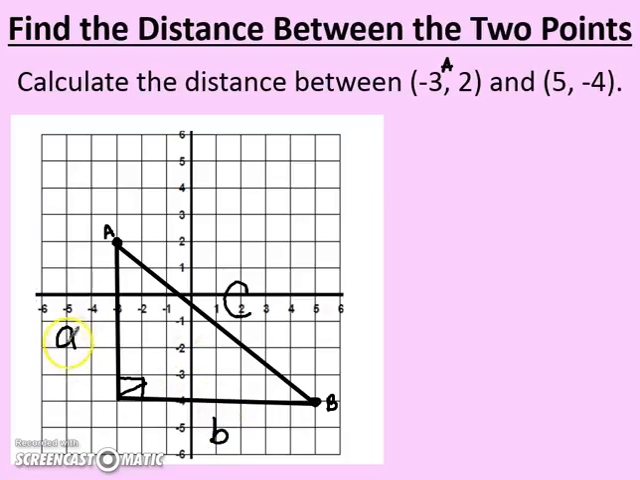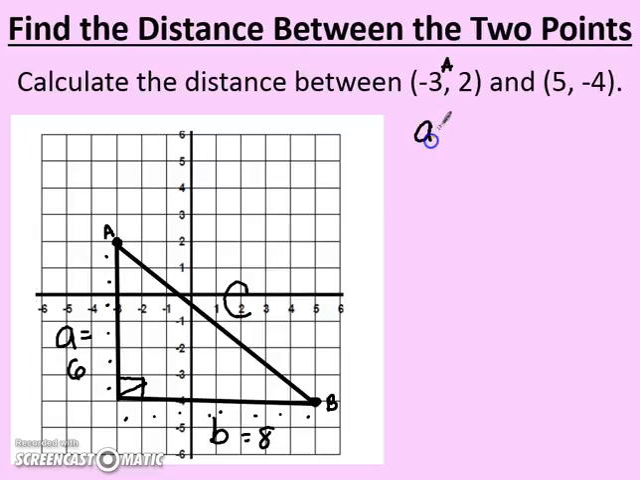Now, how do I figure out how big A is? Well, I just count the blocks. 1, 2, 3, 4, 5, 6. So this is 6 units long. 1, 2, 3, 4, 5, 6, 7, 8. B is 8 units long. And remember, C, I don't know.